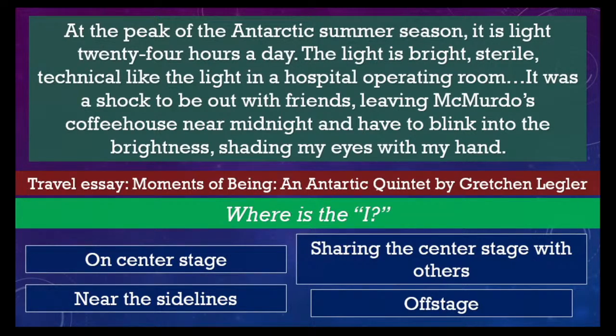Where do you think is the I here? On the center stage, near the sidelines, sharing the center stage with others, or off stage? Come on, write your answer in the comment box, class. Where is the I?